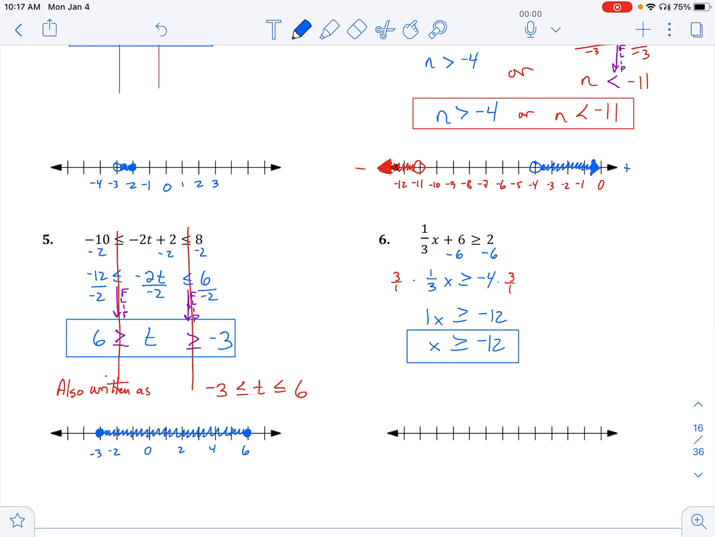And again, if I would like to graph this, I'm going to put 0, I'm going to count by 2's just to make sure that I can get that far out to -12. We're going to go closed circle at -12, and the numbers that are larger than -12 are these numbers that are to the right.